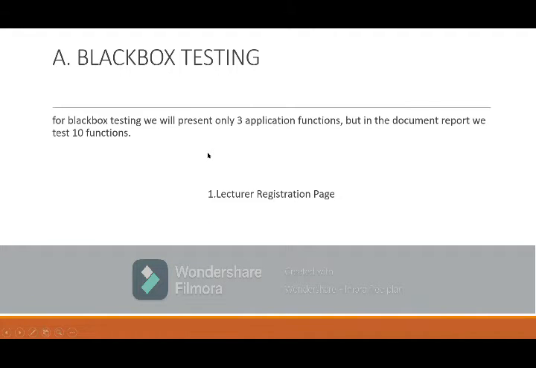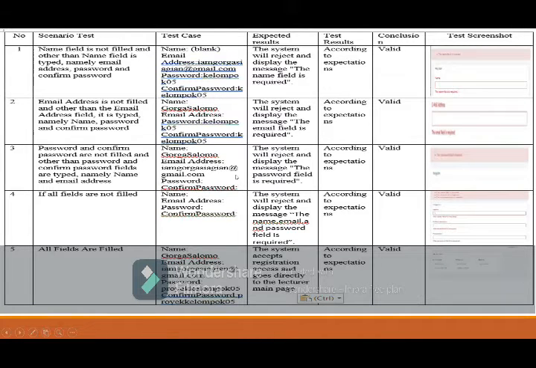First is black box testing. For black box testing, I will present only 3 application functions, but in the document report, I test 10 functions. First is lecturer registration page. In this function there are 5 different test scenarios and test cases with different expected results. We can see the test result is according to expectation for the 5 different scenario tests, and the conclusion is valid. There are the test screenshots.